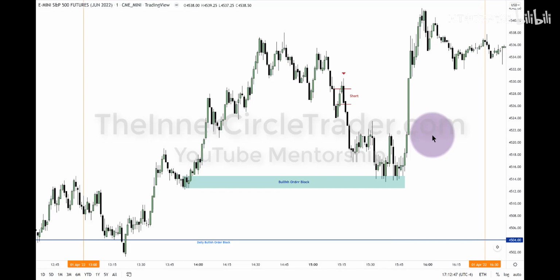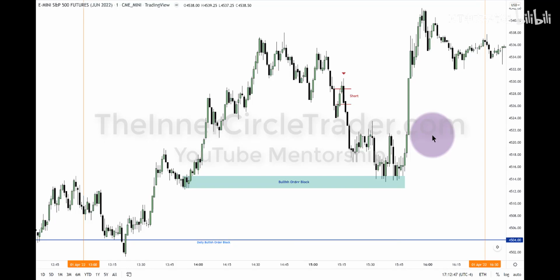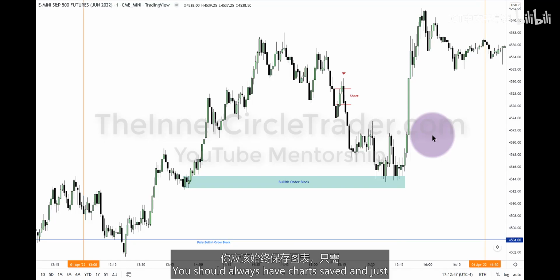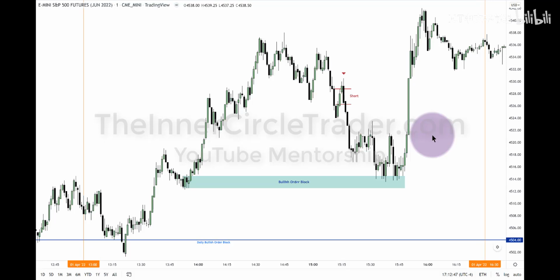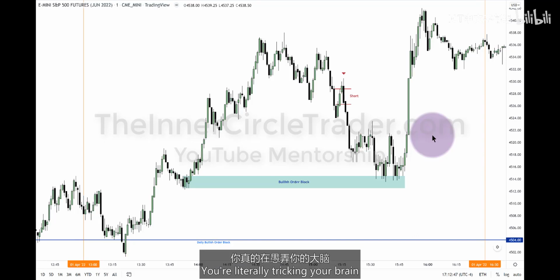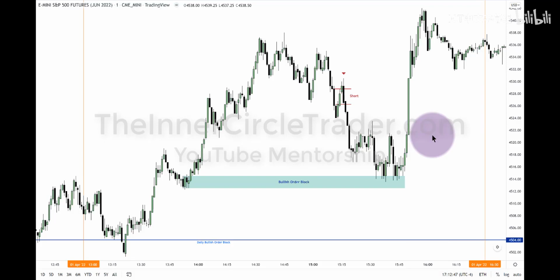Even when you start trading with live funds, your trade journal should always have annotations. You should always have charts saved and just constantly referring to what you witnessed in price and record it like you saw it happening and knew it was going to happen in advance. That's called self-talk. Okay? You're literally tricking your brain into seeing your annotations as something that you foresaw coming.